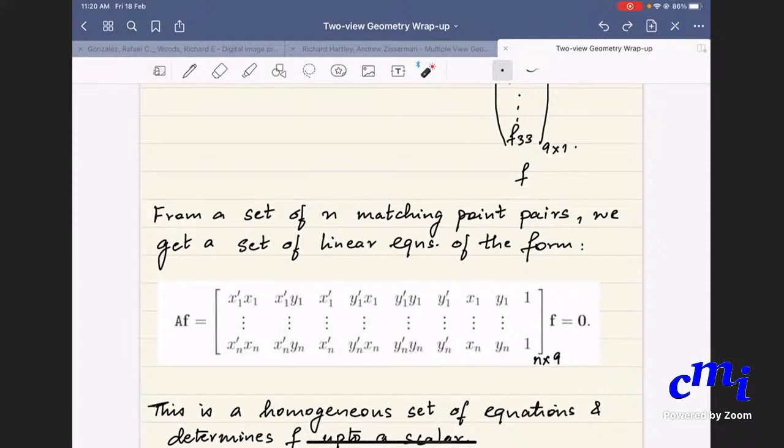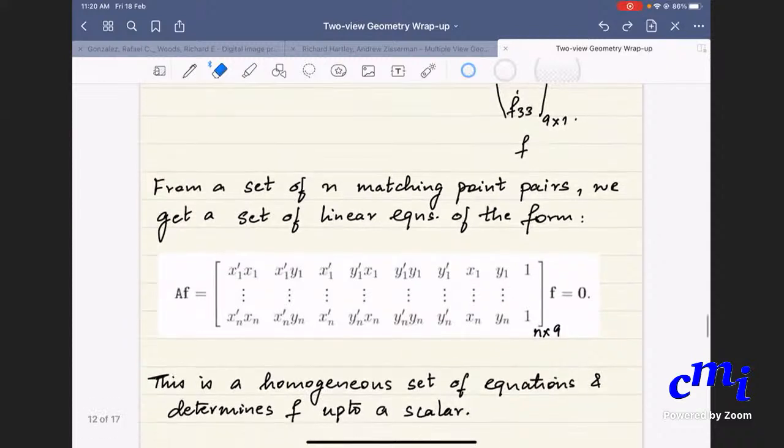Okay, and then if the rank of A is 8, well, then the null space of A is only one dimensional, and so you can take a vector in that null space, and that will be your solution F. So if the rank of A is 7, the null space is 2-dimensional, and you have some space for constructing F. If the rank of A is 8, the null space is 1-dimensional. Again, you have space for constructing F.